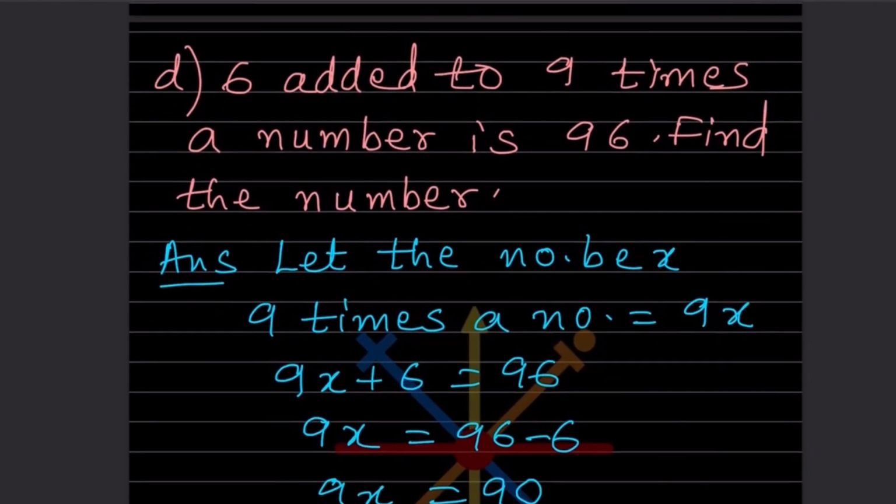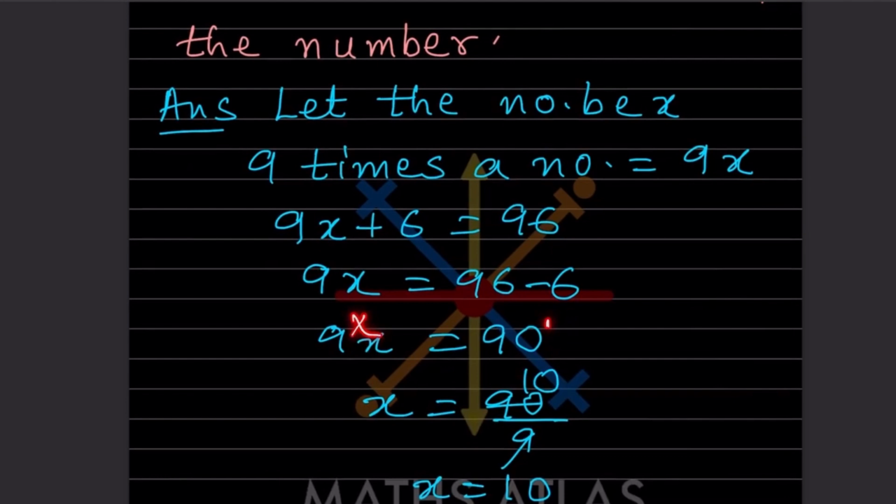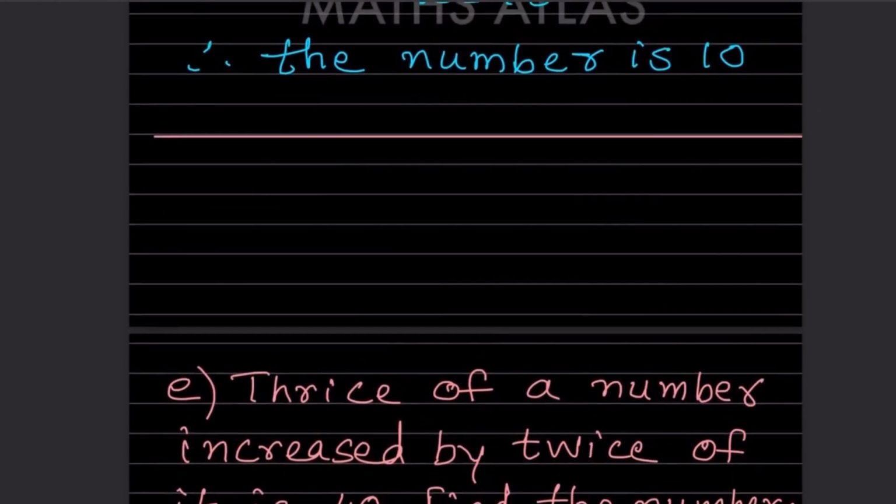Now, 6 added to 9 times a number is 96. Find the number. Let the number be x. Nine times a number is 9x. Now 6 added to 9 times a number means 9x, and 6 is added to that, and it is 96. So 9x plus 6 is 96, and plus 6 becomes minus 6. So 9x is 90. So x is going to be 90 divided by 9, that is 10. So x is 10. Therefore the number is 10.